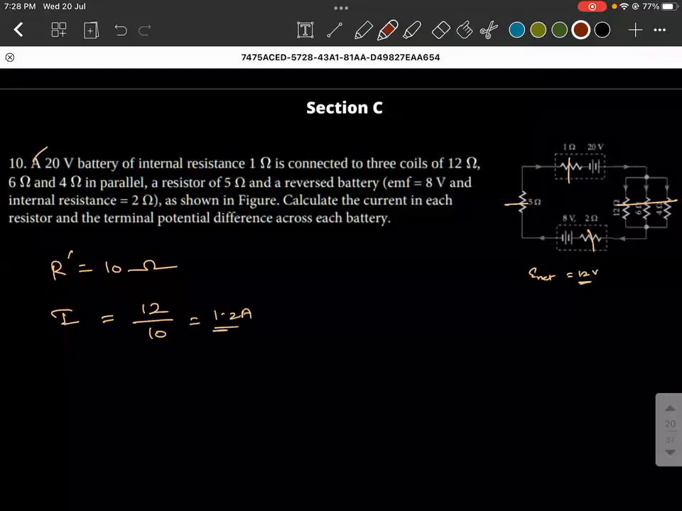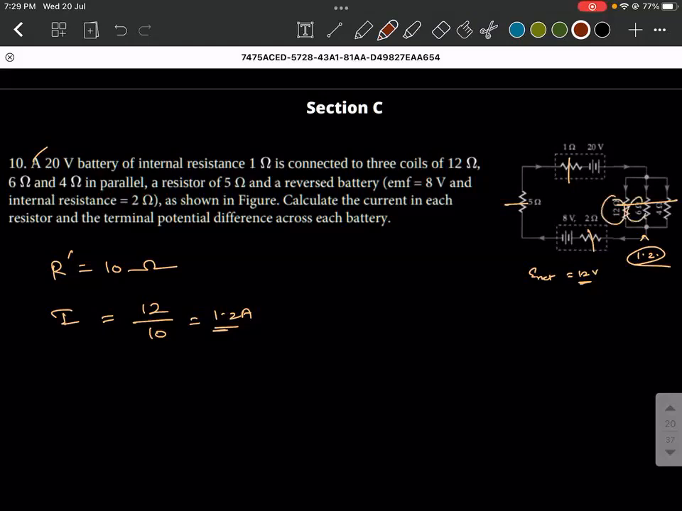Out of the 1.2 ampere, except the parallel combination. So here 1.2 will get split. So 1.2 will get split in the ratio of what? 12, 6 and 4 are there. So 1.2 into 12 divided by 22.